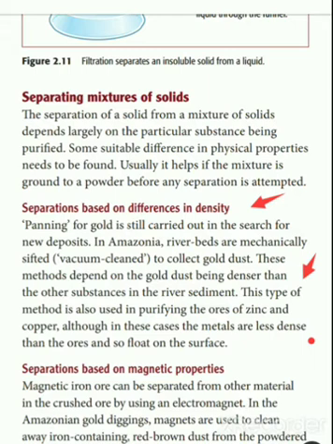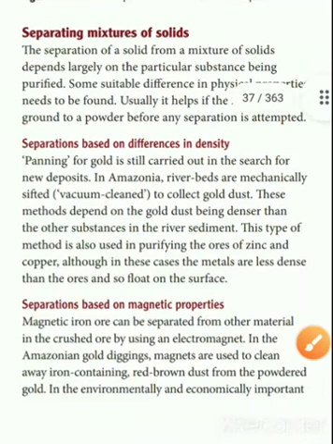Or zinc and copper from each other. So the metal which is denser would sink, and the one having lower density would float on the surface. It would be available right at the bottom because of its higher density.